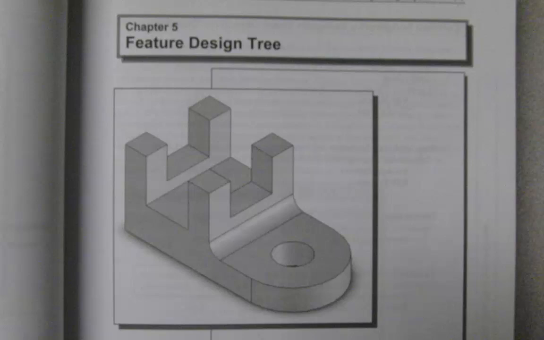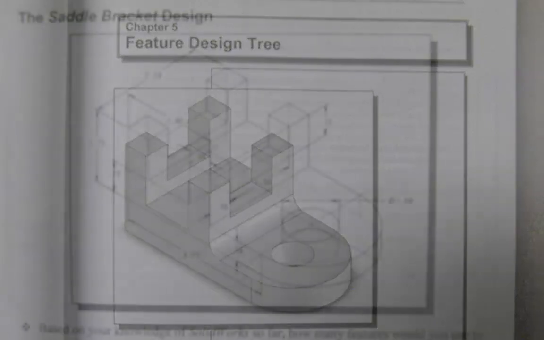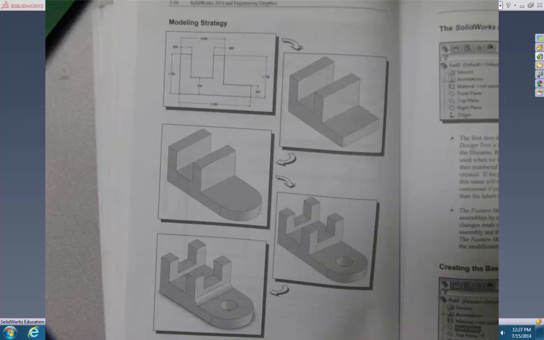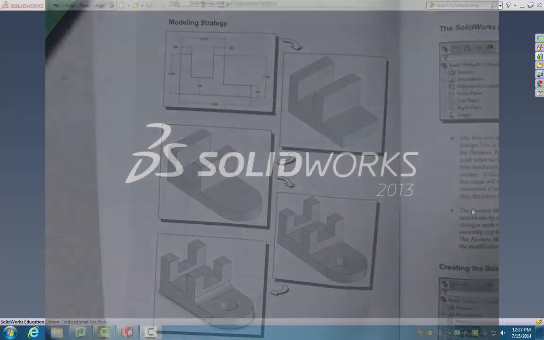Hello and welcome. This is Chapter 5, using the Feature Manager Design Tree. We're going to start from the book on page 5.9, skipping some of the templates, which will be shown in another video. Here we're going to do the saddle bracket design, and on page 5.10 you can see somewhat the order in which we will be attempting this part.